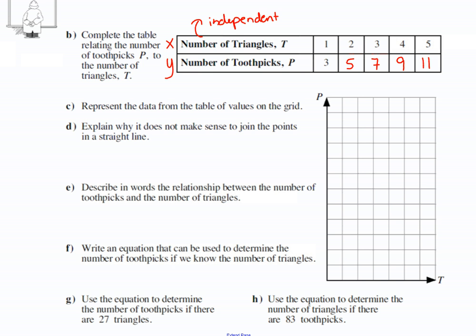And then the Y would be dependent. So if I want this many triangles, as a result, I would need this many toothpicks. Oops. Okay, let's plot them. So 1, 3. 1, 2. So they already have the variable t for us, for x.